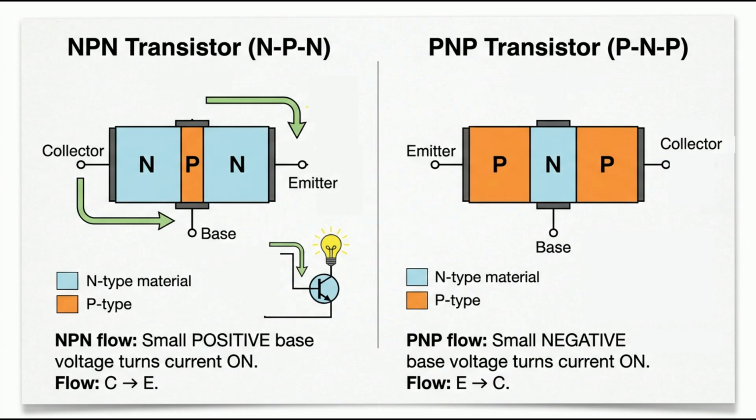In an NPN, the electricity flows when you apply a small positive voltage to the base. In a PNP, the electricity flows when you apply a small negative voltage or pull the base towards ground. Most beginner projects use NPN because they work well with positive power supplies that we usually have.